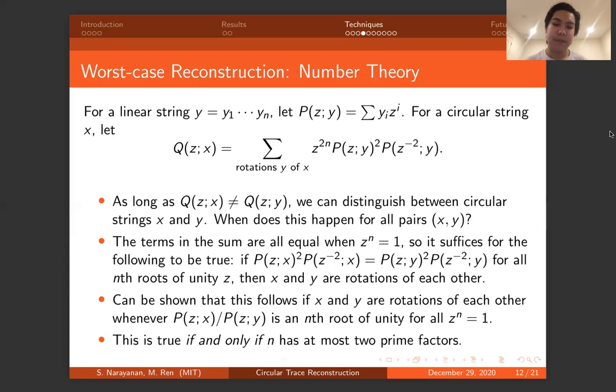When n has more than 2 prime factors, there's a counterexample that shows that for different circular strings, you can get the same result. So this algorithm won't work for those values of n.